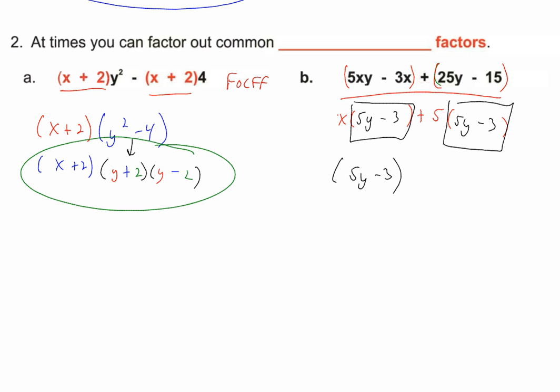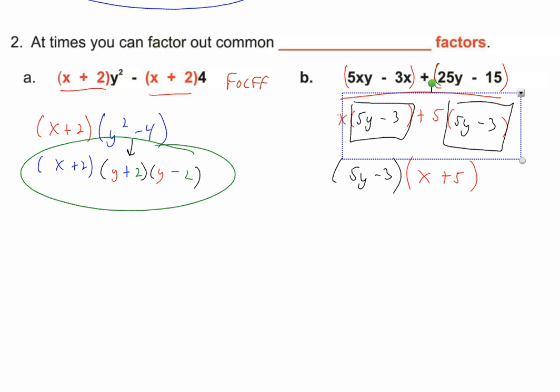Use your color here. When you do, what's left? Say it if you know it. X plus 5, right? The red part is left. Right? As we took this 5y minus 3 out of both terms, right? We took it out of both. We put a parentheses in its place. And what was left? The x plus the 5.